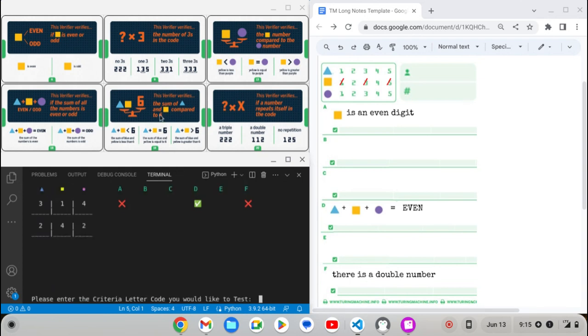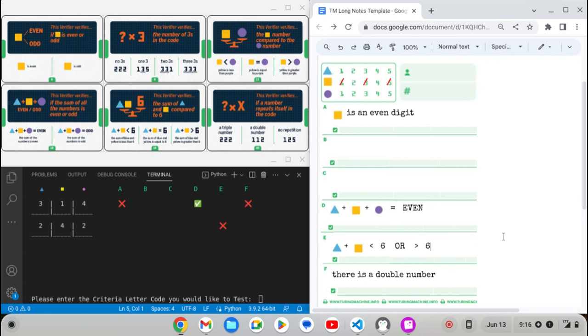Okay, so the first thing I do want to test is criteria card E to see if the sum is 6. Okay, so the sum is not 6. So let's go ahead and write something down in our notes about that: triangle plus square is either less than 6 or greater than 6.